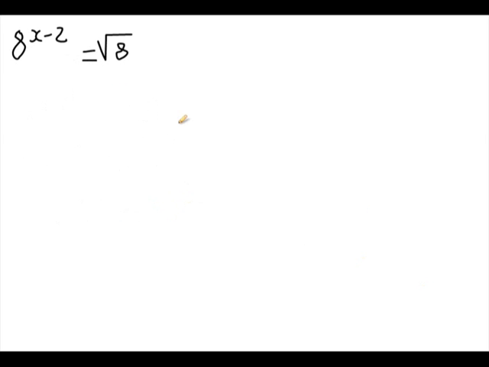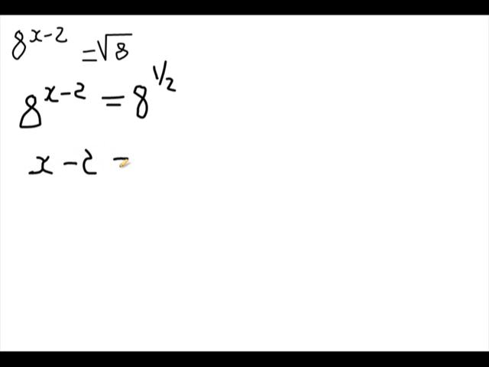What about this one? The same way, we try to have the same base. So here I have x to the power of x minus 2 equal the square root of 8. If I have to write this in an exponential form, it's going to be 8 to the power of 1/2. So the only way to have this equality is to have x minus 2 equal 1/2. You're just going to solve this.